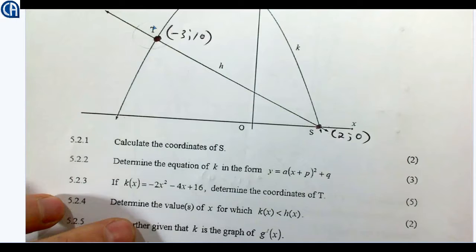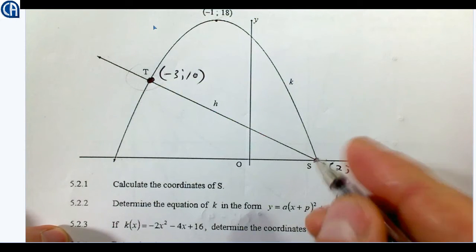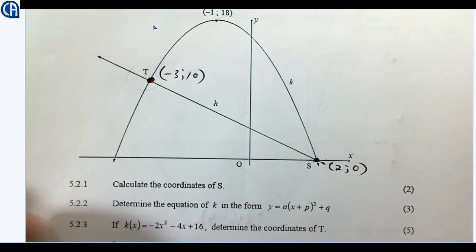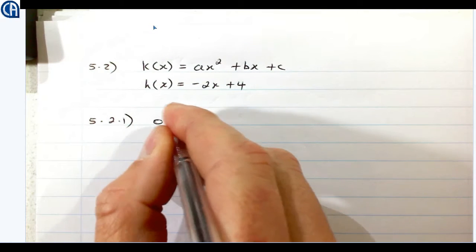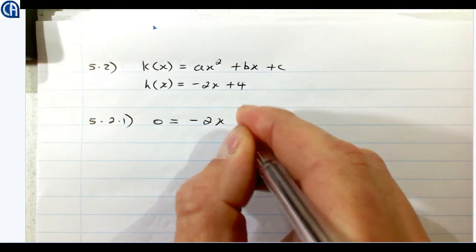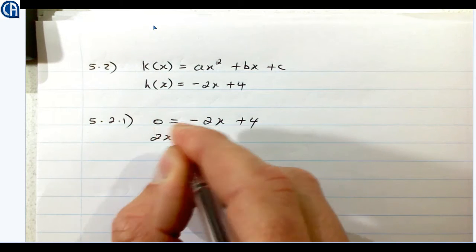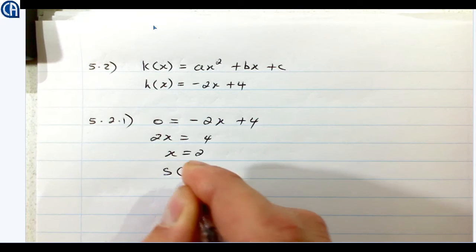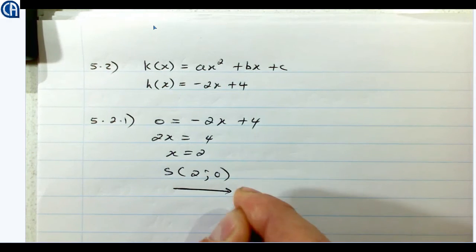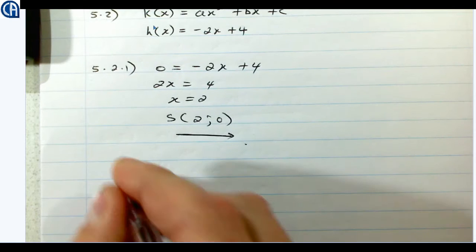If we look at the graph, it's cutting the x-axis at S. Therefore, at the x-intercept, the y value will be 0. So bring that over, it becomes 2x equals 4, so therefore x equals 2. So S has the coordinates (2; 0). Alright, 5.2.2.